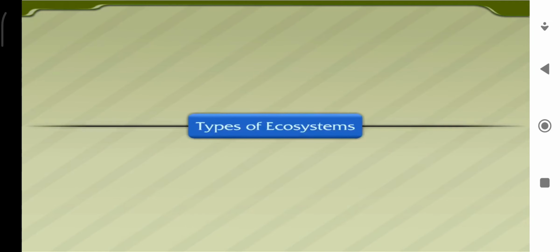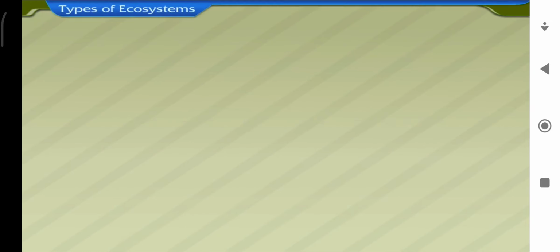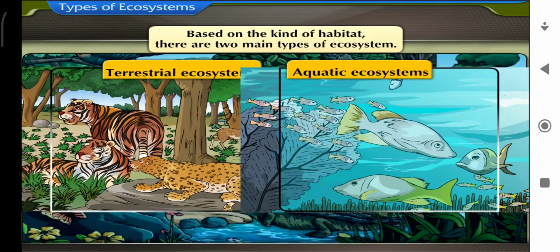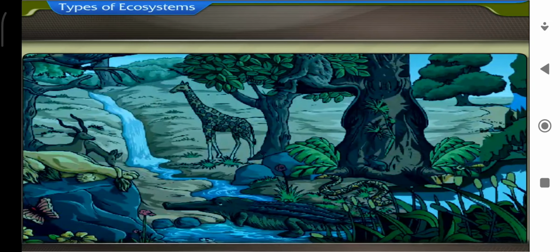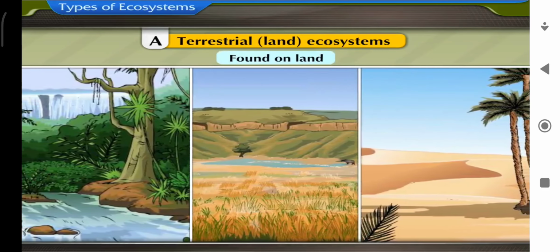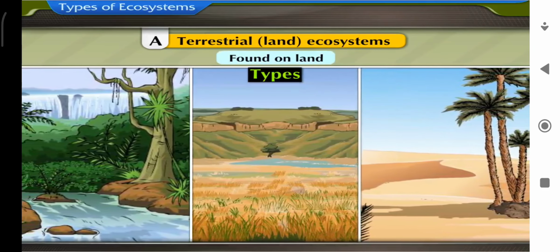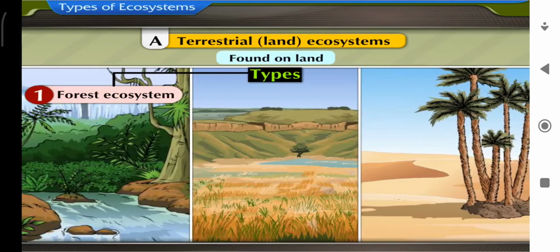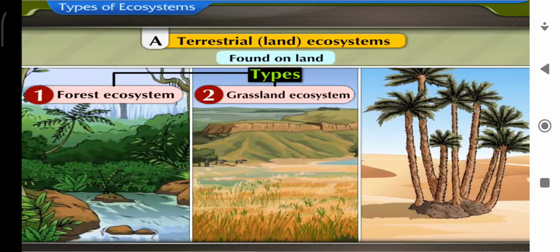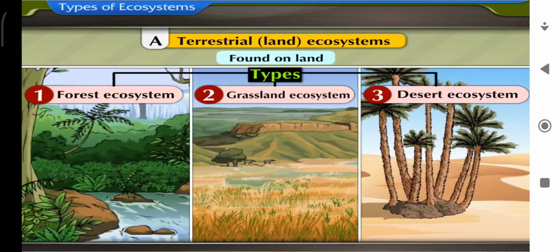Types of ecosystems. Based on the kind of habitat, there are two main types of ecosystem. A. Terrestrial or land ecosystems. These ecosystems are found on land. The following types are recognized under this. 1. Forest ecosystem. 2. Grassland or prairie ecosystem. And 3. Desert ecosystem.